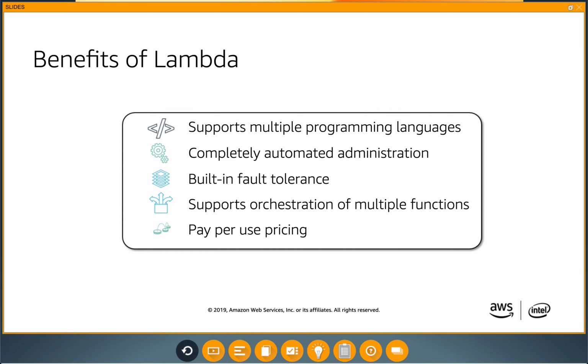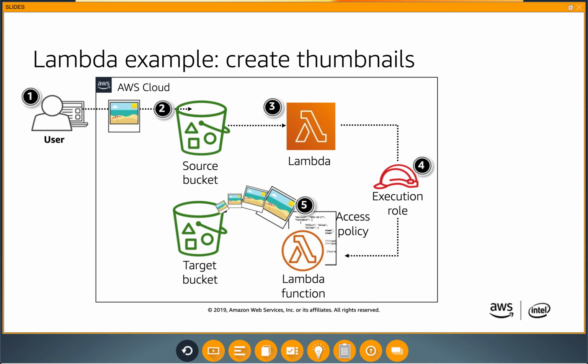Today, Lambda supports a lot of different languages such as Java, Node.js, C#.NET, Python, Ruby, PowerShell, and any other custom language using Lambda layers. Lambda deals with administration, fault tolerance, and orchestration, allowing you to focus on your code and your application. So how can we use AWS Lambda?